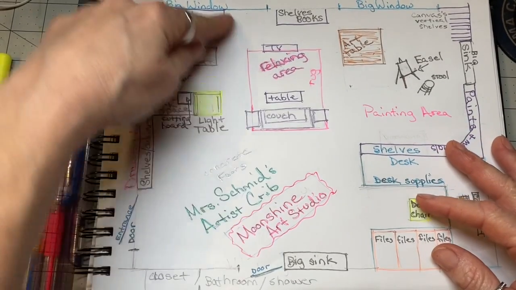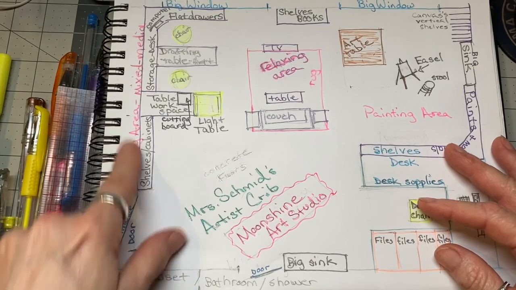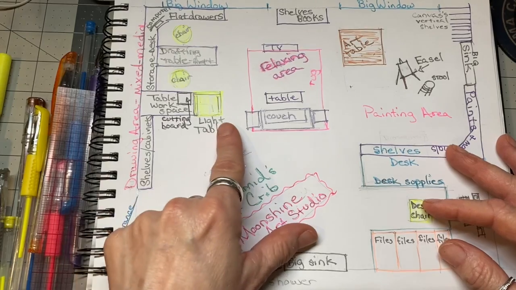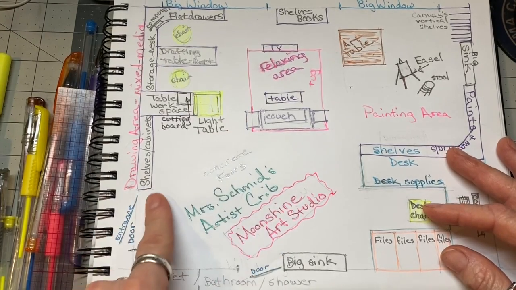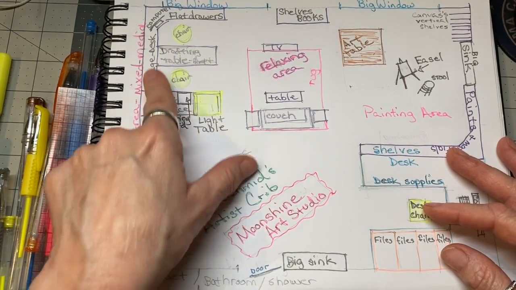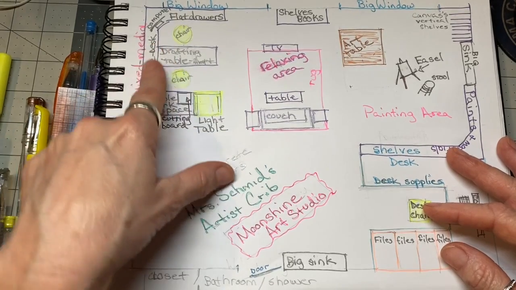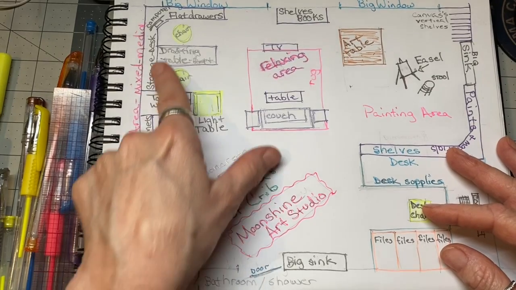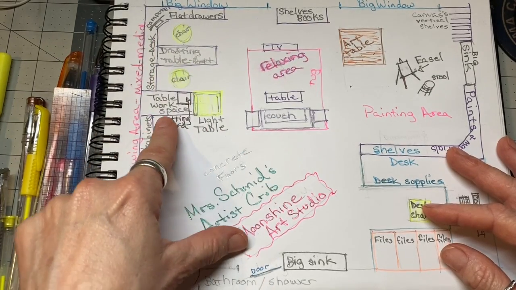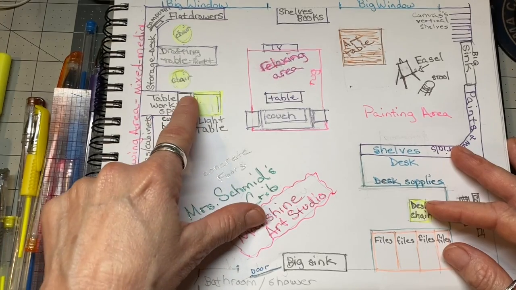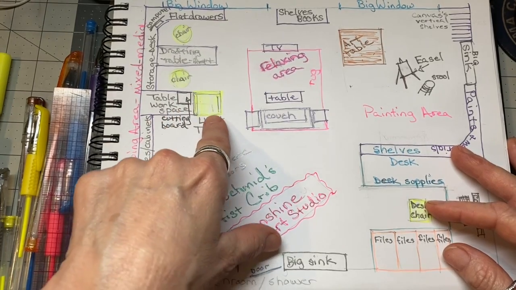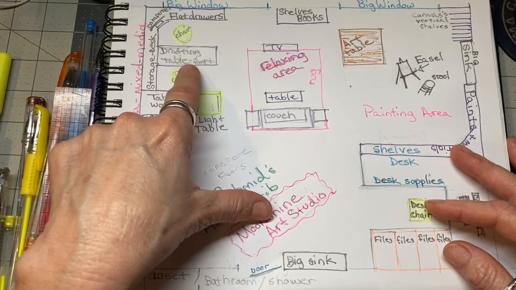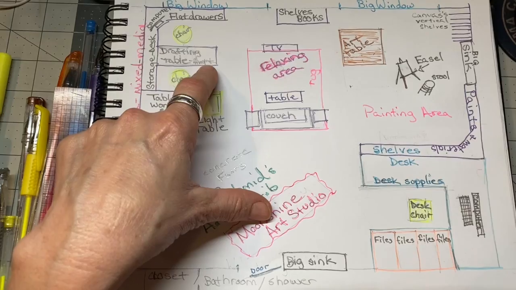So over here, this is my drawing area, my mixed media area. I love in my art to make lots of different kinds of art, mixing my media. Those are all my art materials. So I need a workspace and shelves and storage, desks. I have a cutting board here, a light table in case I need to trace things, chairs to sit down, a drafting table or an artist table.